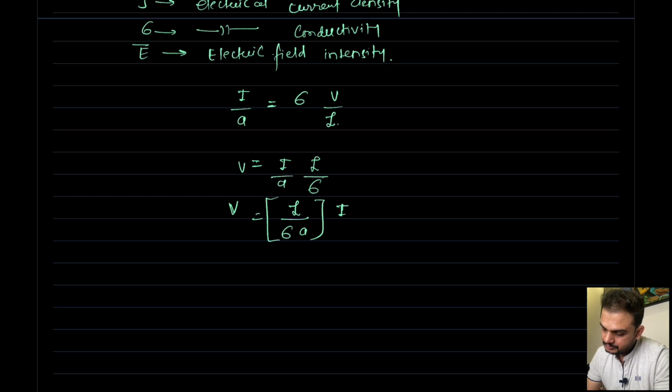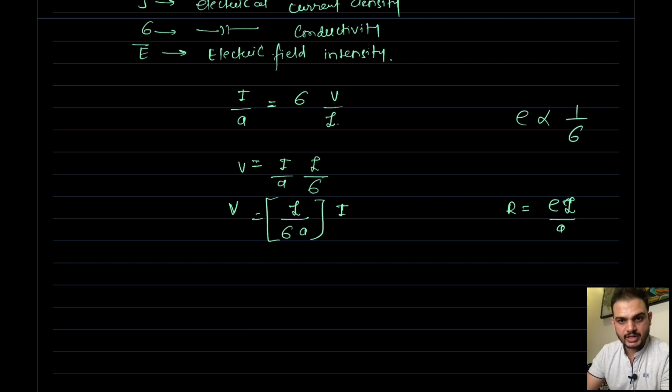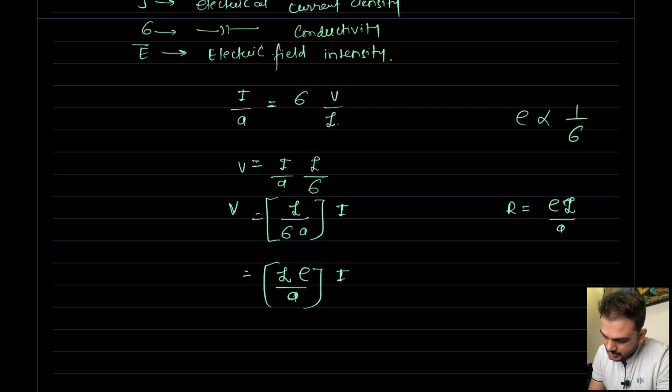We know the constructional formula for resistance. The formula for resistance is R is equal to rho L upon A, where rho is resistivity, L is the length of the conductor, and A is the cross section area of the conductor. This resistivity and conductivity have inverse proportionality. So instead of 1 by sigma, what will I write? L into rho divided by A into I is equal to V.